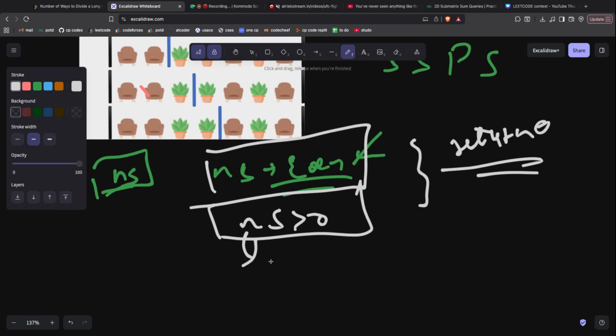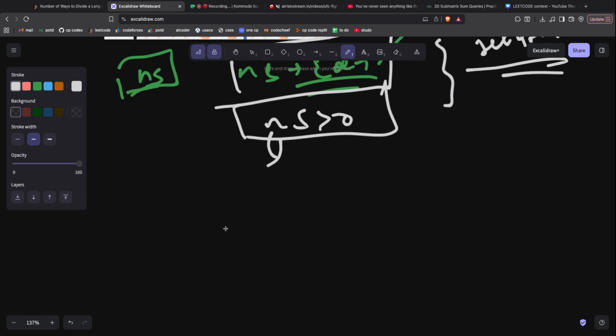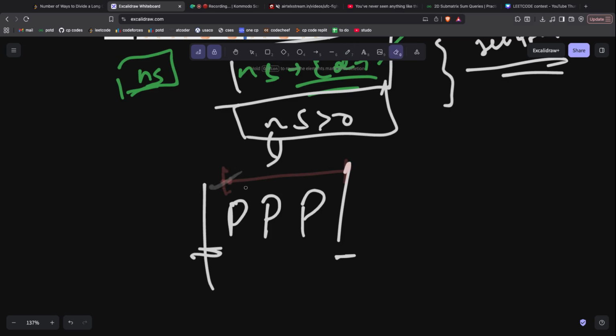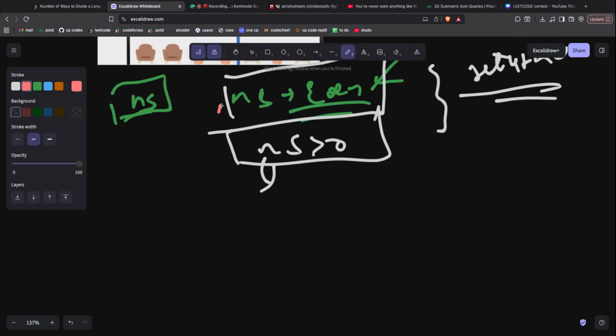Why should ns be greater than 0? Because even if we do not put any divider, let's say the corridor is like this, PPP. Even if we do not put any divider, there's already a divider here and already a divider here. So we have already divided it into a room, and this room does not have two seats. So this is a problem. So both of these conditions have to be true.